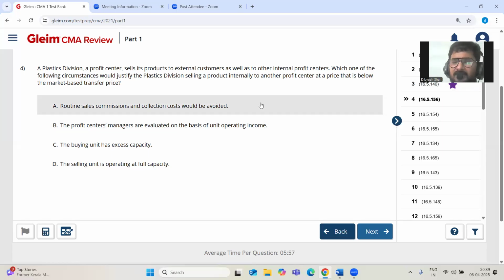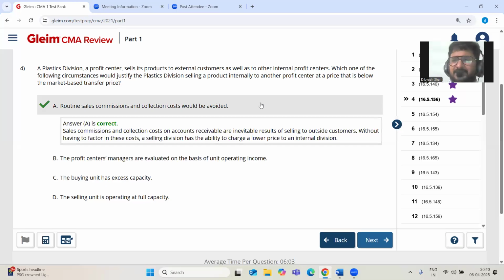Because if I can avoid this sales commission, my cost automatically falls. Since sales commission is a variable cost, and if this is not incurred, and collection cost can be an avoidable fixed cost if it's a fixed salary, if commission incentive, then variable cost, it can be saved. So yes, this situation justifies.